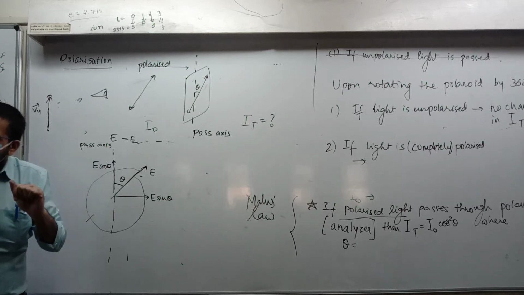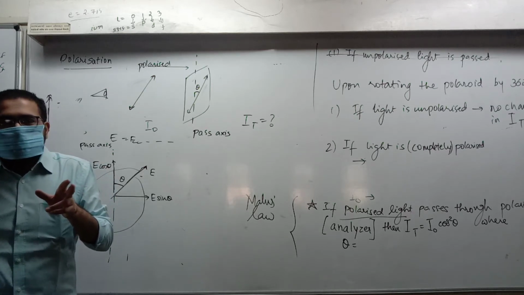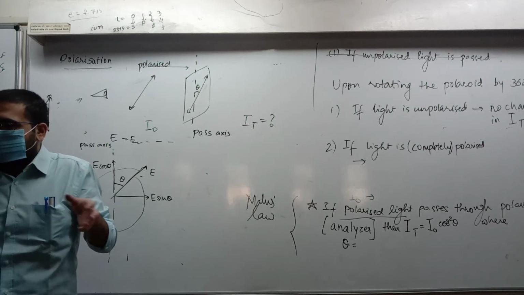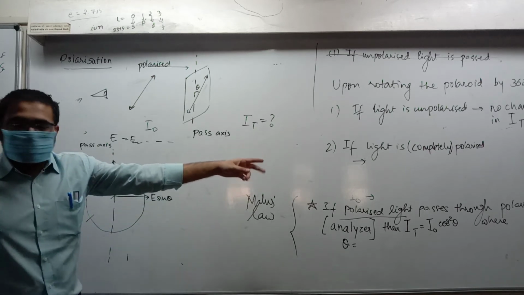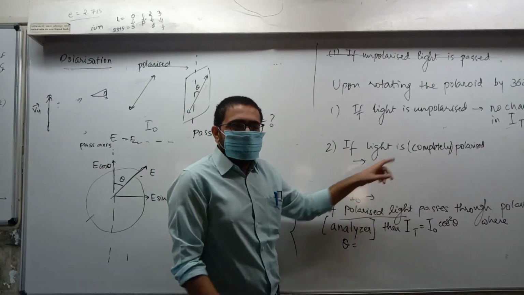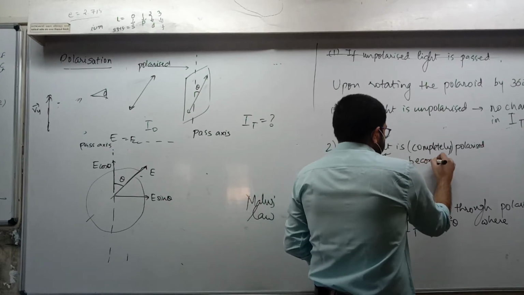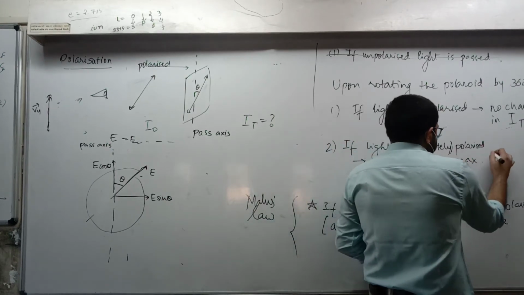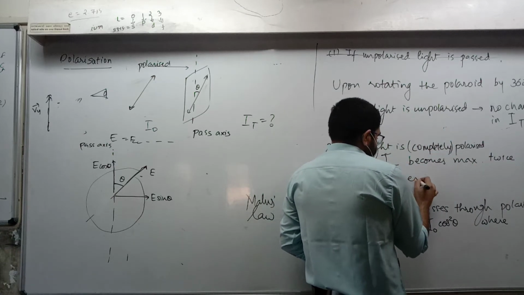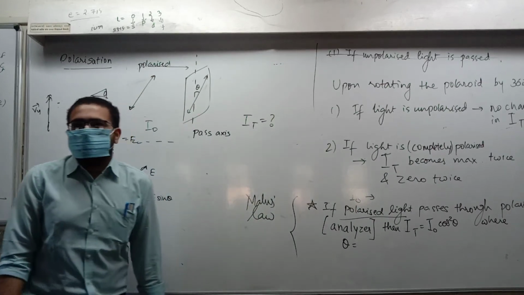And how many times will we get 0 value of intensity? 2 times. For which angle? 90 and 270 or -90. Never mind. So write it. If light is completely polarized, then intensity becomes maximum twice and 0 twice. Did you understand this sentence? I_T becomes maximum twice and 0 twice.